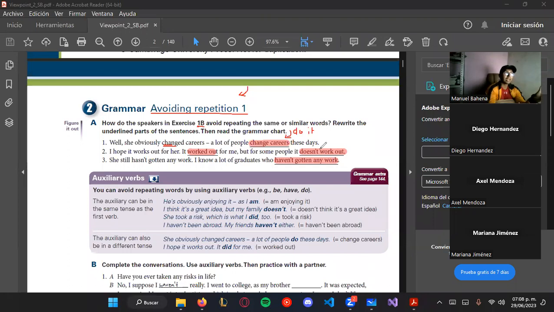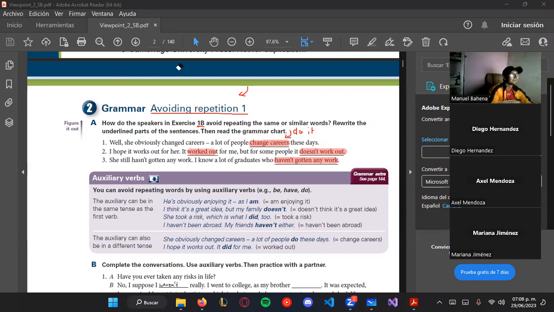these days, okay? Mucha gente lo hace estos días. Hoy en día. Mucha gente lo hace hoy en día. Mucha gente lo hace en estos días. Y haciendo referencia a qué es lo que hacen? Change careers. Cambiar carreras. Perfect. Excellent, Diego. Number 2, let's see, Axel.